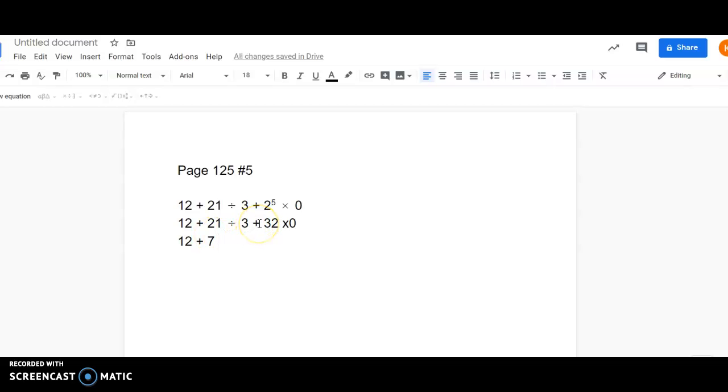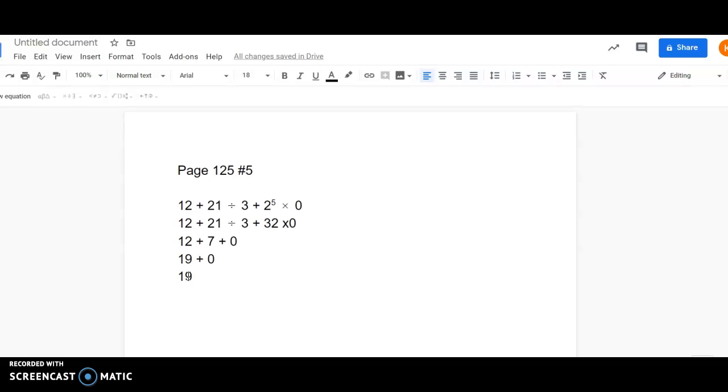The next thing that I see is a plus sign. And then I see 32 times 0. Well, 32 times 0 is a multiplication, so that's what I should do next. 32 times 0 is 0. Once you have all the division and all the multiplication taken care of, now you're going to do addition and subtraction, and again you're going to go from left to right. So I see 12 plus 7, that's 19, plus 0, now that's just 19. So my final answer here is 19.